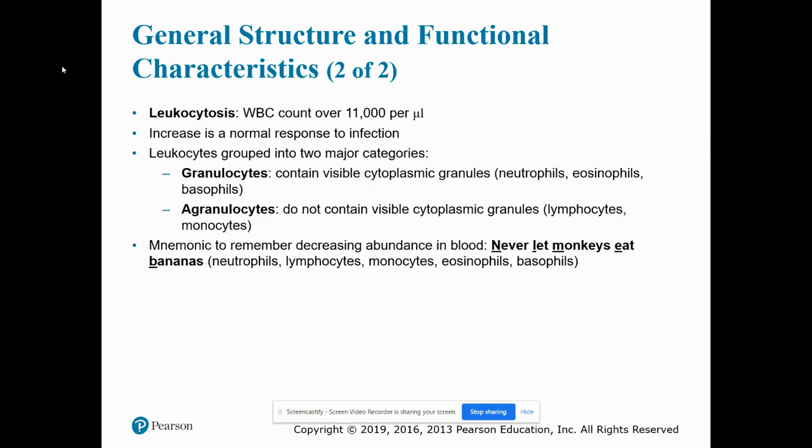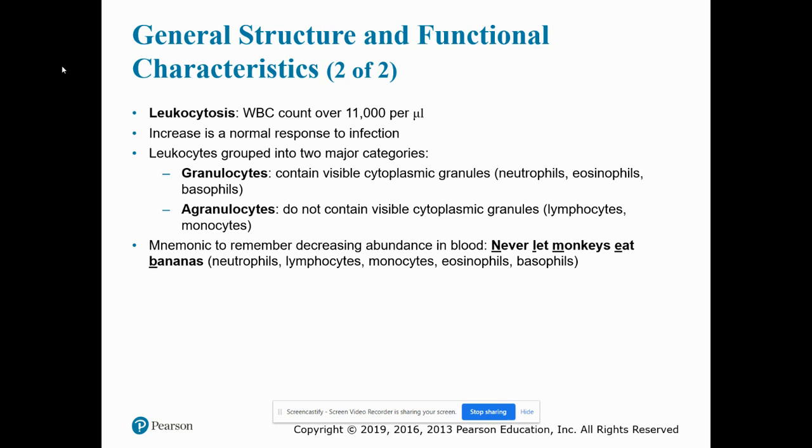Leukocytosis would be a white blood cell count over 11,000 per microliter. And this would be normal in response to an infection. And then leukocytes themselves are grouped into two major categories, granulocytes and agranulocytes. Granulocytes contain visible cytoplasmic granules. These are going to be neutrophils, eosinophils, and basophils. And then agranulocytes do not contain visible cytoplasmic granules. These are going to be lymphocytes and monocytes.